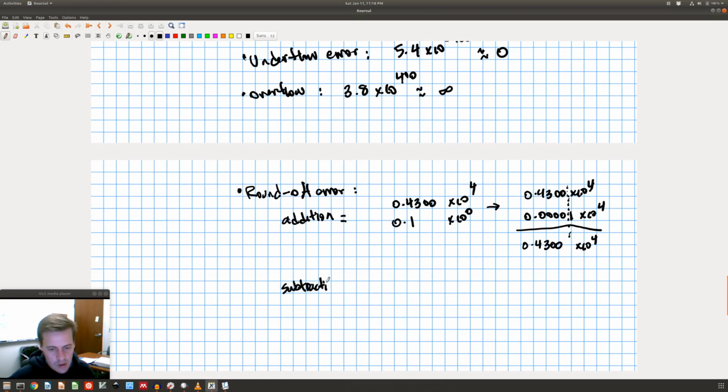So round off error from subtraction is the same kind of idea. So suppose I have 0.4300 times 10 to the 4th, and I want to subtract 0.4290 times 10 to the 4th. So what's going to happen? So I'm going to get 0.0010 times 10 to the 4th, and now I'm going to represent that.